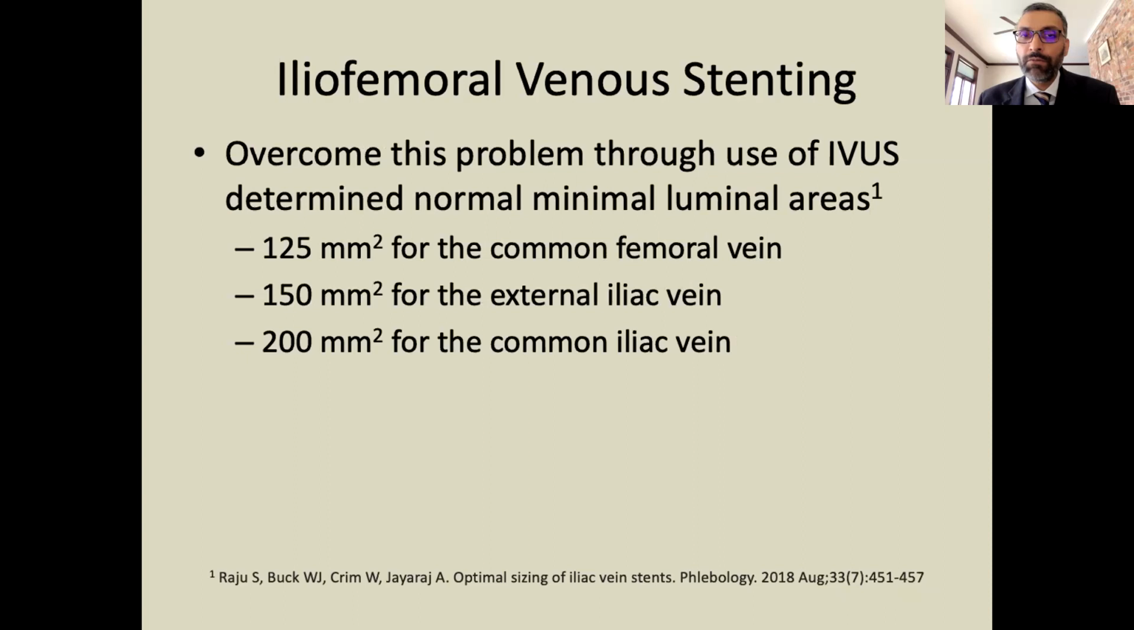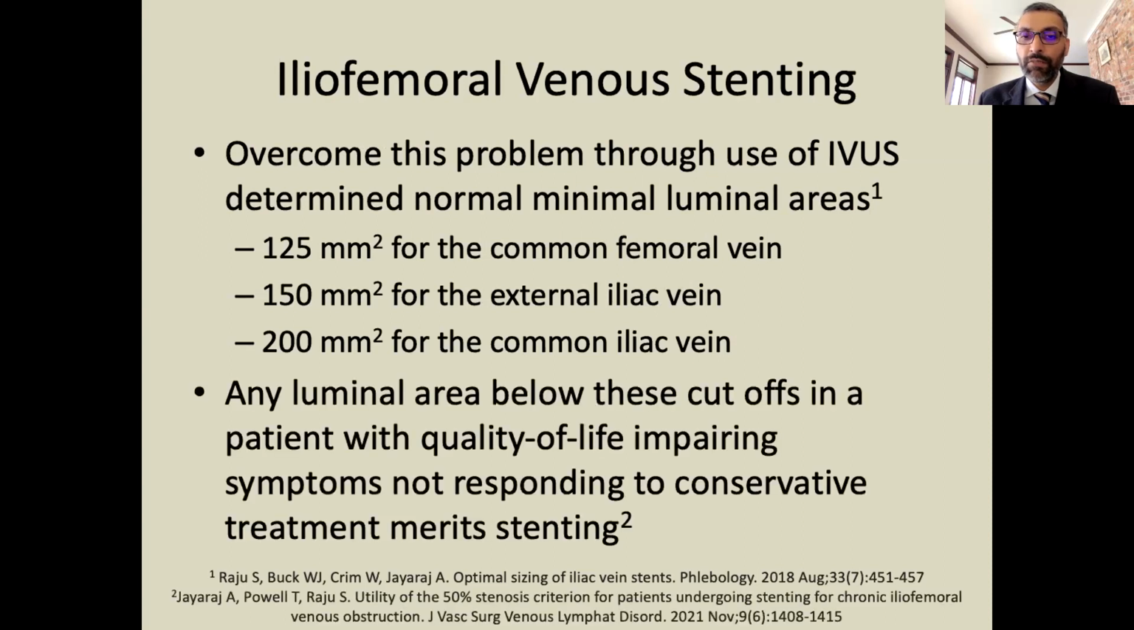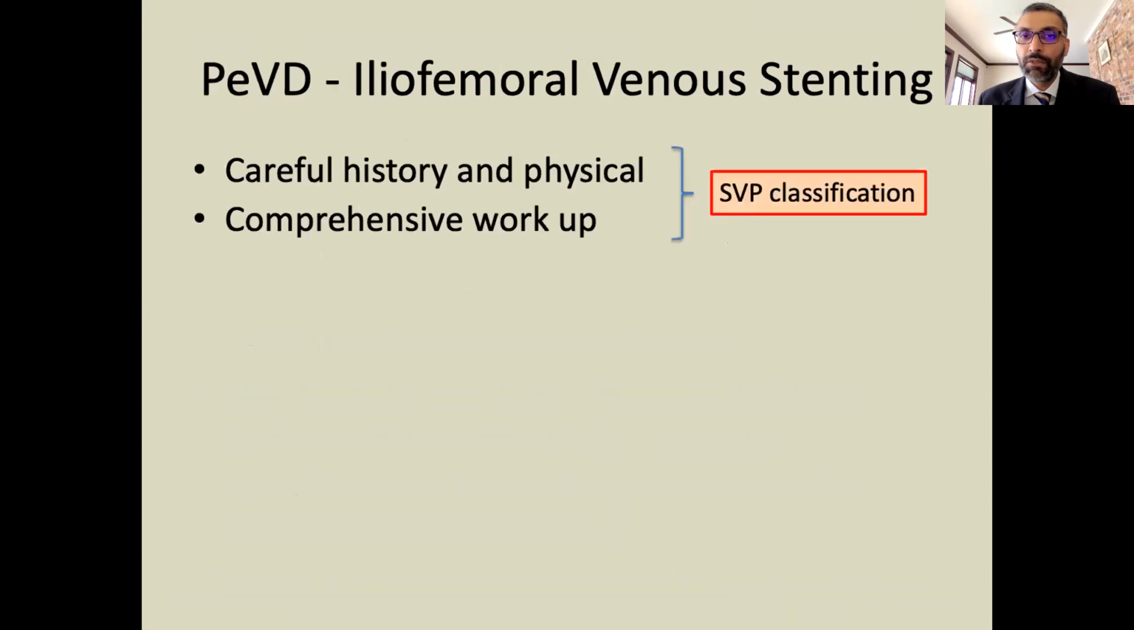IVUS determined normal minimal luminal areas, and we use 125 millimeters squared, 150 millimeters squared and 200 millimeters squared for the common femoral, external iliac, and common iliac veins, respectively. Any luminal area below these cutoffs in a patient with quality of life impairing symptoms not responding to conservative treatment merits stenting.